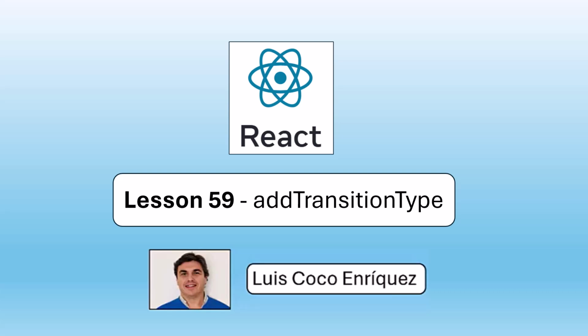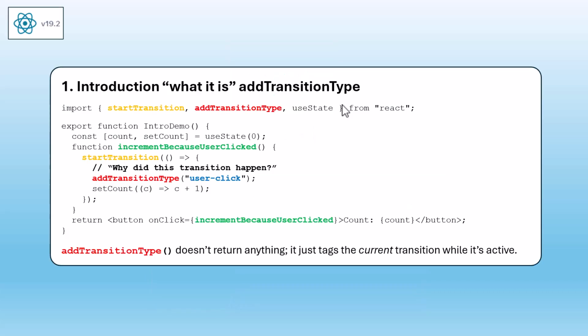Lesson 59: addTransitionType. 1. Introduction. This feature allows you to specify the cause of a transition. This is important because when a transition occurs in the interface, we usually know that something changed, but we don't always know why. This API lets you label or classify what triggered that transition, and these labels can then be used to adjust animations, visual logic, or interface behaviors.